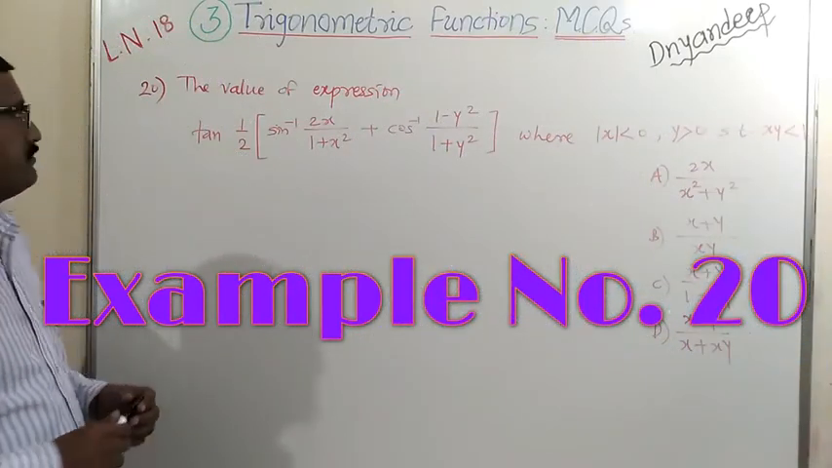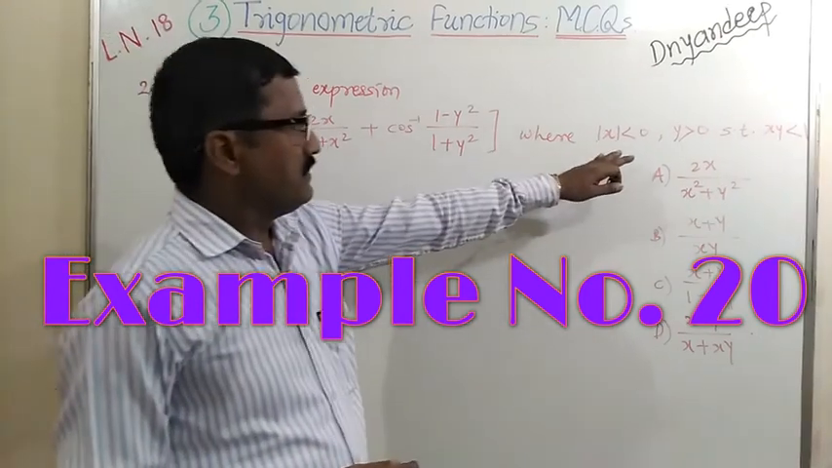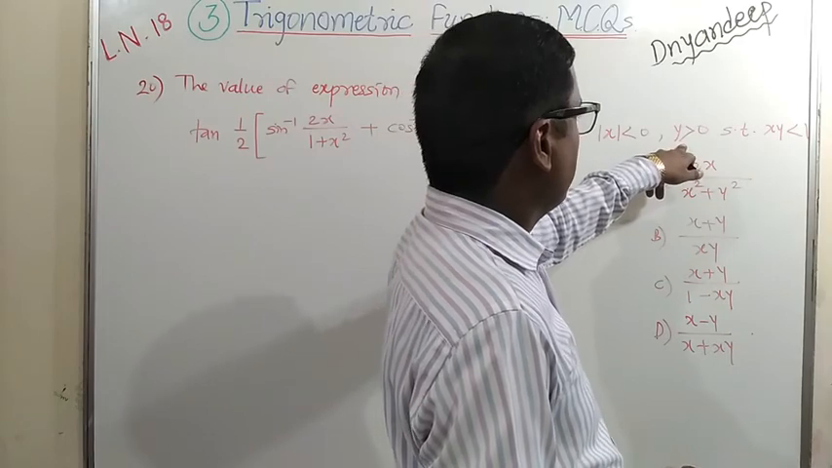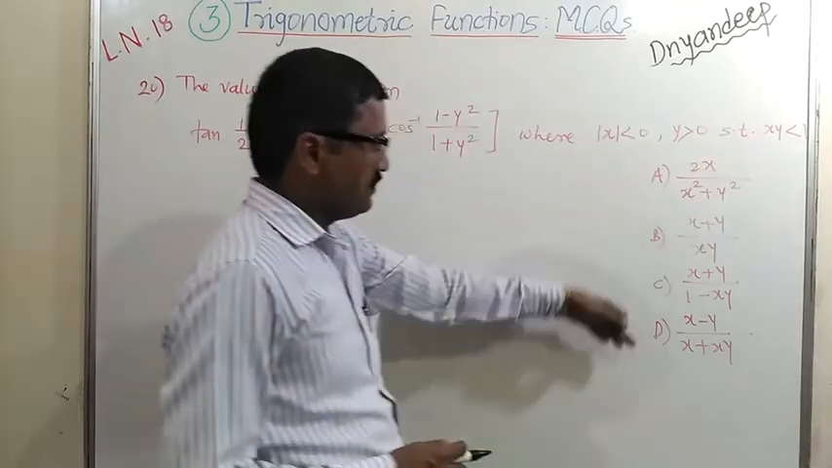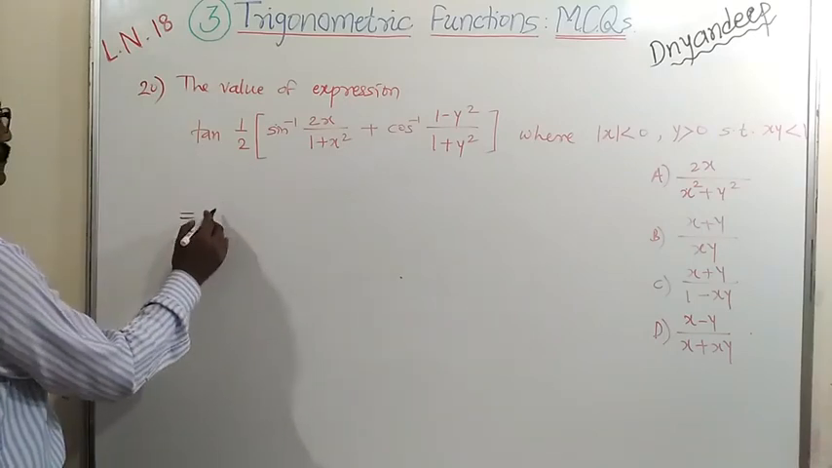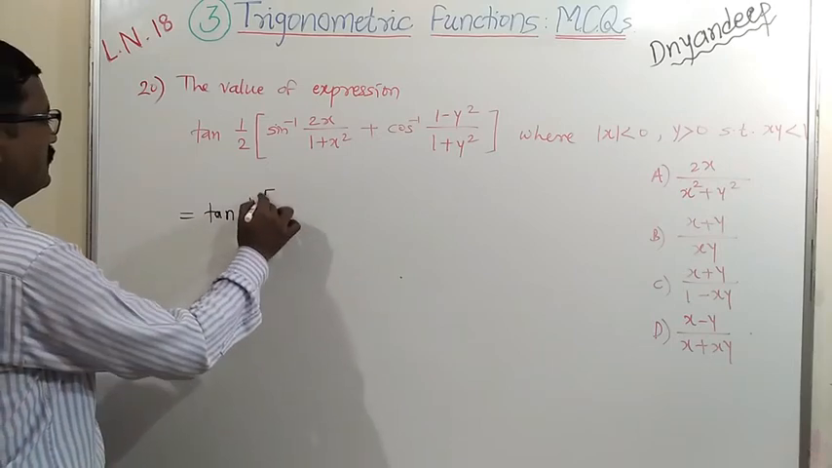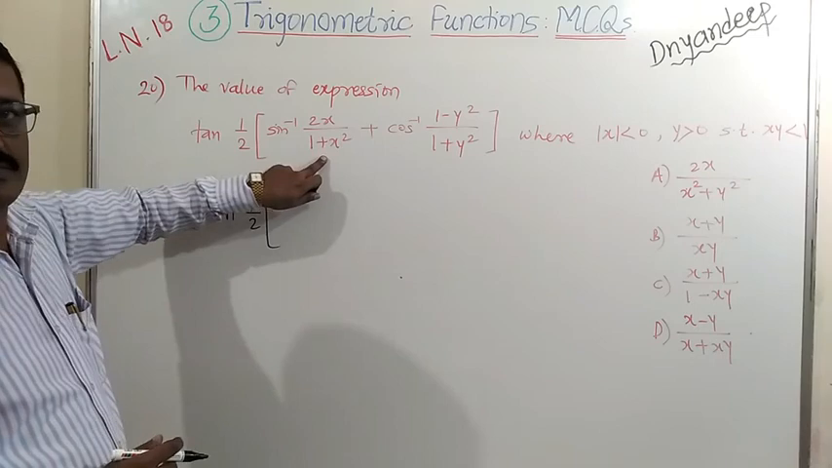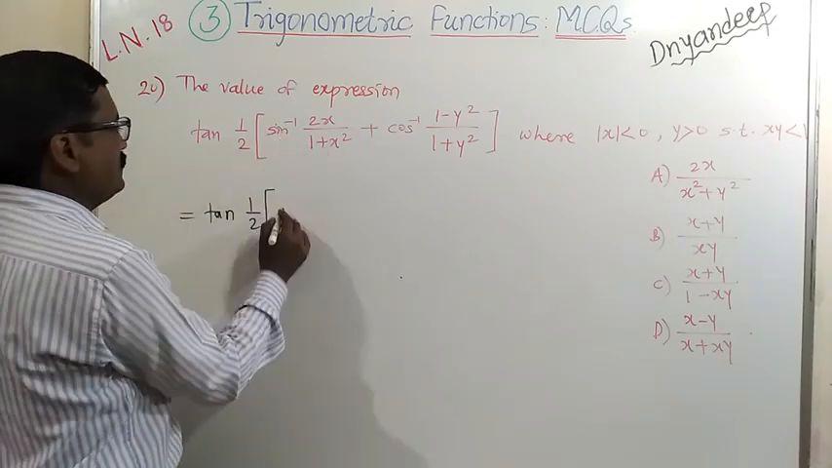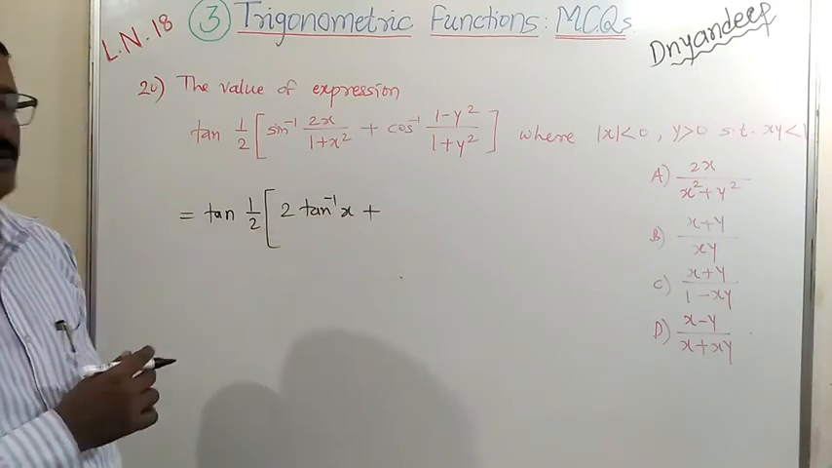Let us see the last one, example number 20. The value of expression, this we have to find, where if mod of x is greater than 0, y is greater than 0, and such that xy is less than 1, and the options are these. This expression is given, that is equal tan of half in bracket. Here sin 2x upon 1 plus x square, we have solved similar example. Its value is 2 times tan inverse x. Directly we can put by using formula.